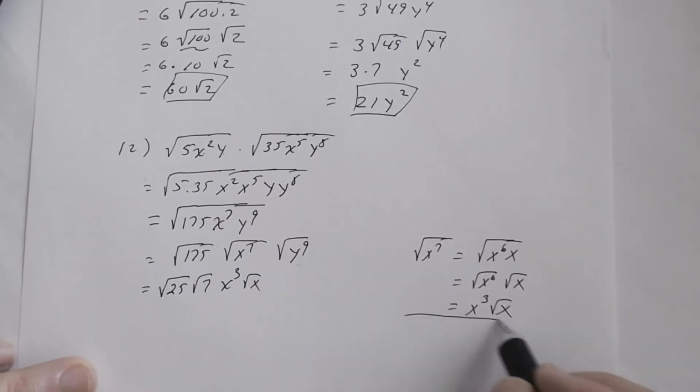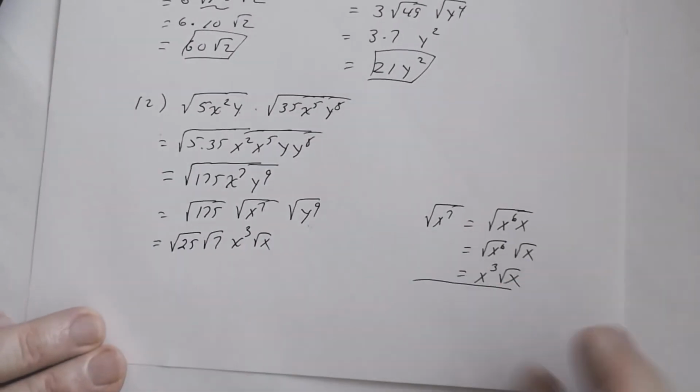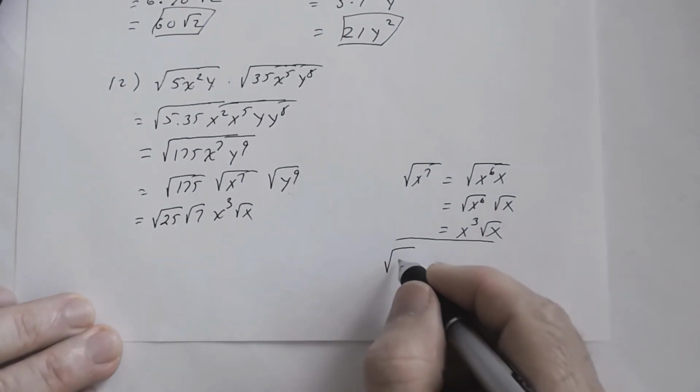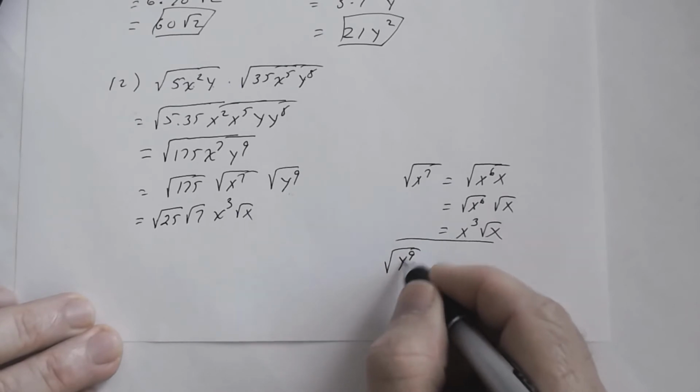And let's go by the square root of 9. So let's do that here, right here. Square root of y to the 9th, excuse me, I mean y to the 9th. Square root of y to the 9th.